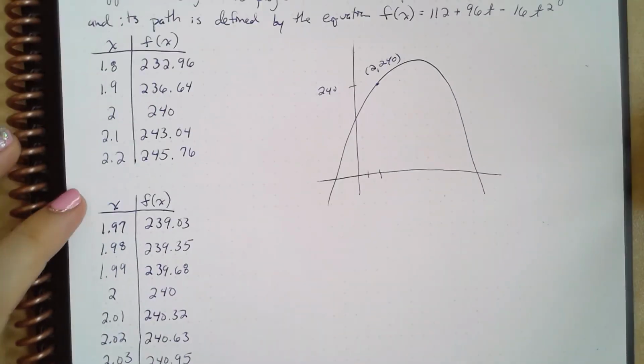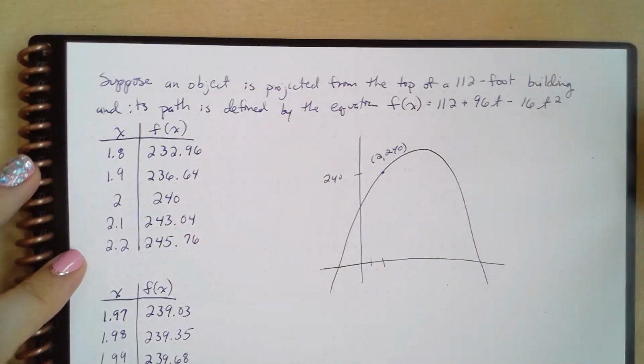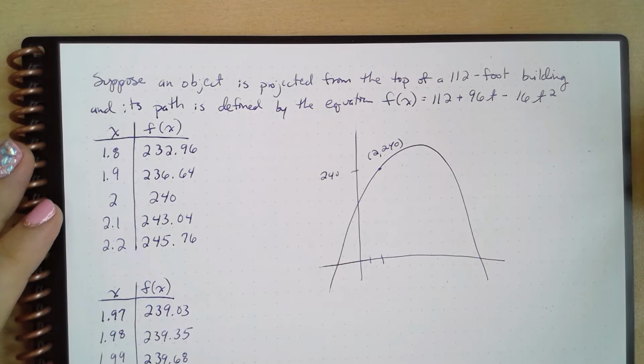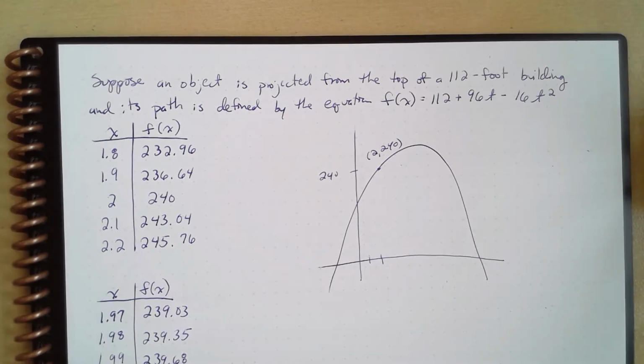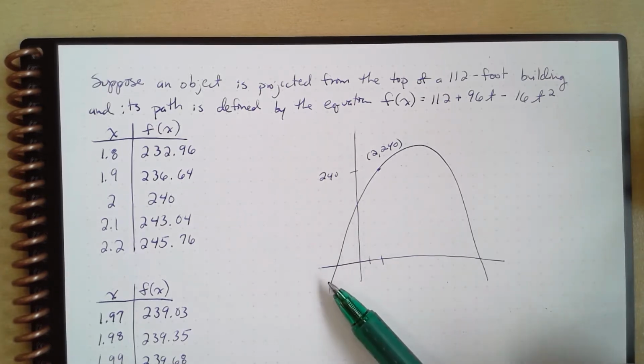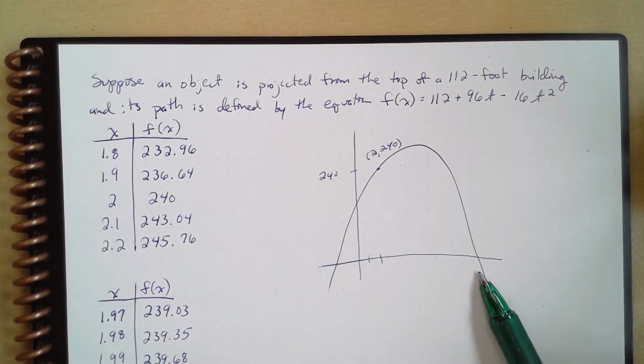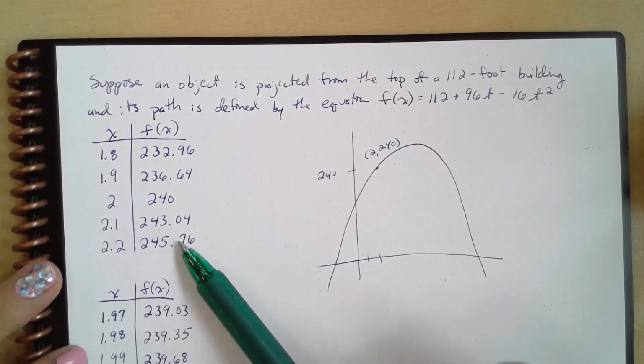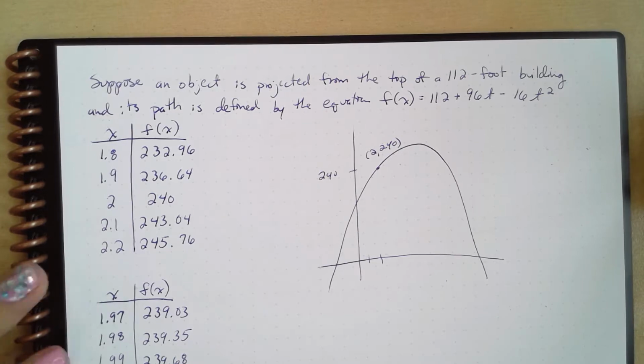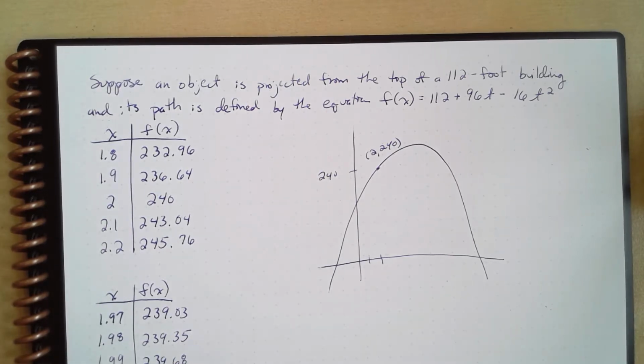Well, we still want to talk about another type of path, all right? So suppose an object is projected from the top of a 112-foot building, and its path is defined by the equation 112 plus 96t plus 16t squared. And I've actually graphed that for us here. It's a pretty rough version of the graph. And then here I've written down what f of x is at different points in time, right?